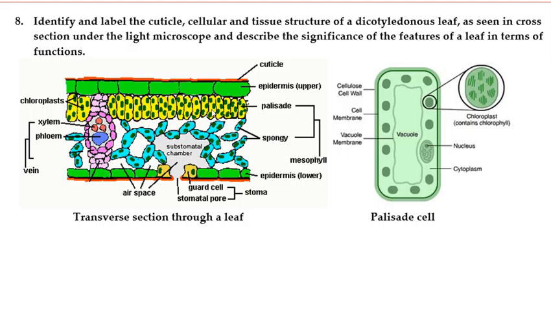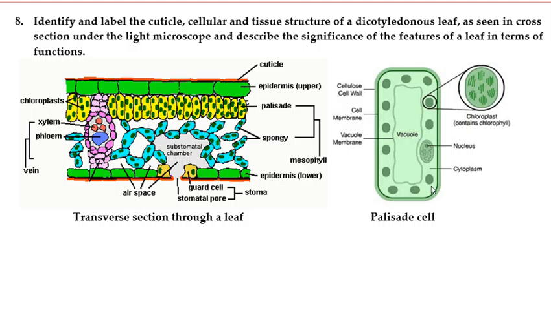At the top here we have our palisade mesophyll layer, which is made up of palisade cells. These are the ones that are mainly photosynthesizing. You can see the large number of chloroplasts in each one. Above that we have the upper epidermis, just like the lower epidermis, and on top again a waxy cuticle. So the cuticle is very waxy just to prevent water loss.